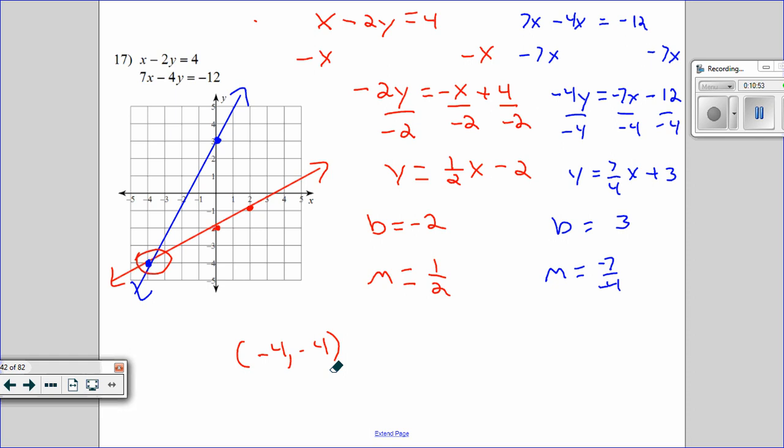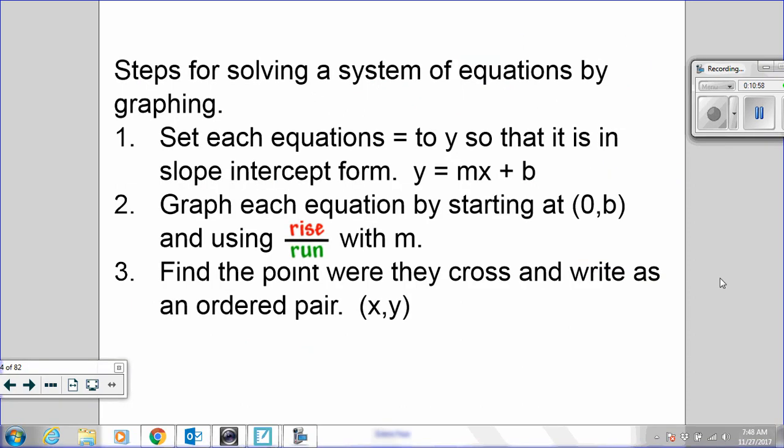So that's graphing a system of equations. Let me go over the steps with you. Remember the steps for solving a system of equations by graphing: step 1, set each equation equal to y so that it's in slope-intercept form, y equals mx plus b. Step 2, graph each equation by starting at 0, b and use rise over run with the m, your slope. Step 3, find the point where they cross and write it as an ordered pair, x and y. If they don't cross, remember there's no solution. And if it overlaps, that means it's an infinite amount of solutions.